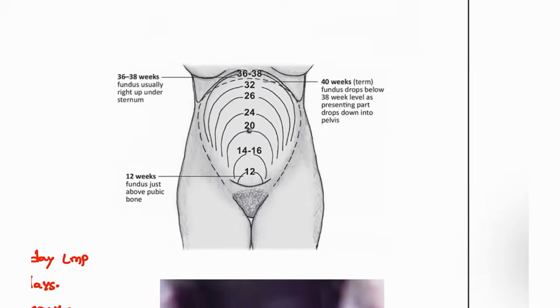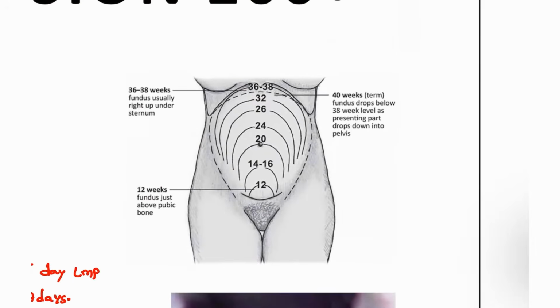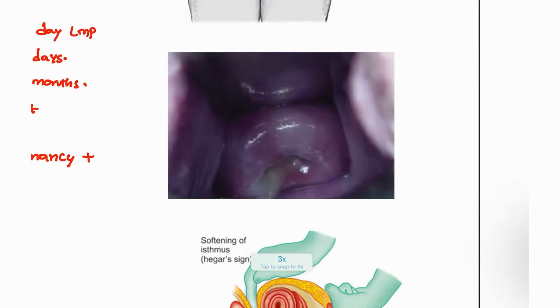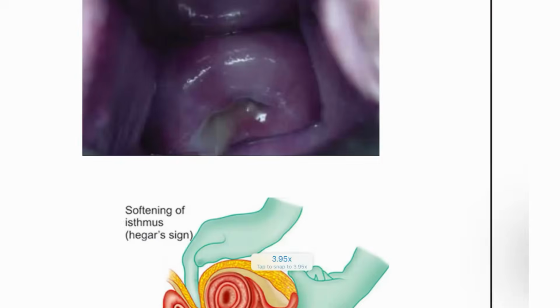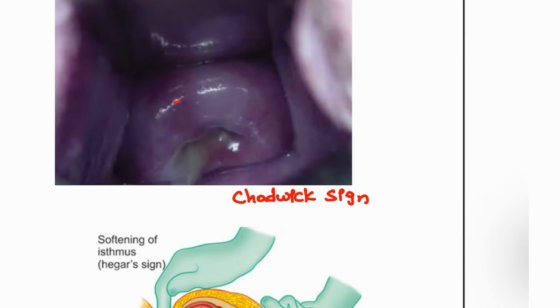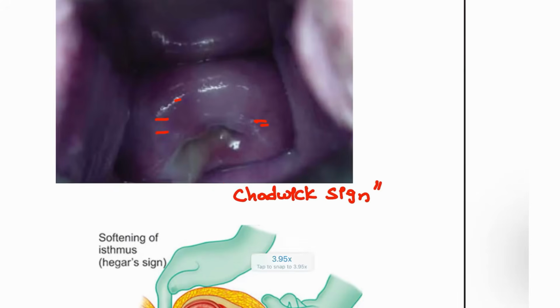Next, moving on to the important signs of early pregnancy. From the picture here, you can see this is known as Chadwick sign. What is meant by Chadwick sign, guys? Chadwick sign means this bluish discoloration of the cervix, that is known as Chadwick sign. It is seen at approximately 8 weeks.